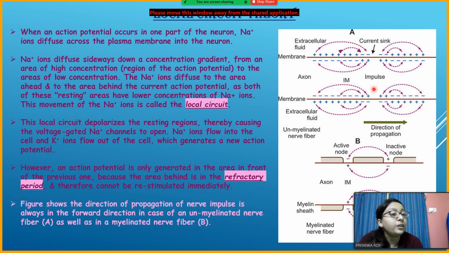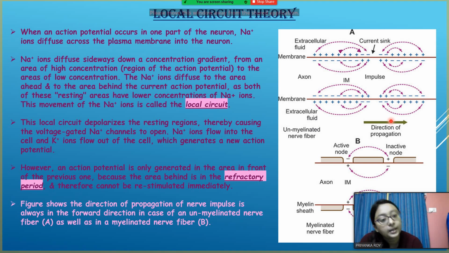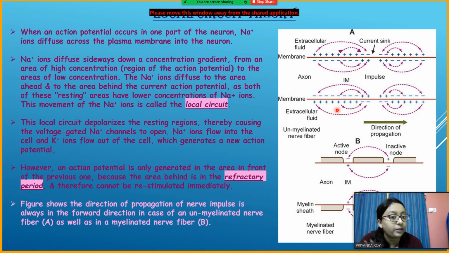But we know that the direction of propagation of action potential is always in the forward direction. Why this happens? Because the backward side or this area, the area behind the current action potential, that area is recovering from the previous action potential. So if you can see the action potential graph and remember that there is a spike and then it goes down below at the hyperpolarization phase and then it comes back to the resting membrane potential.